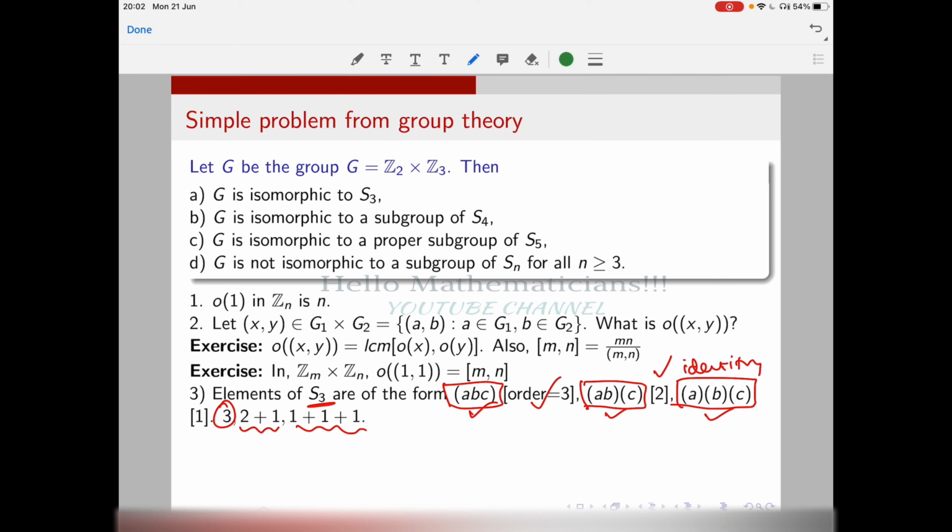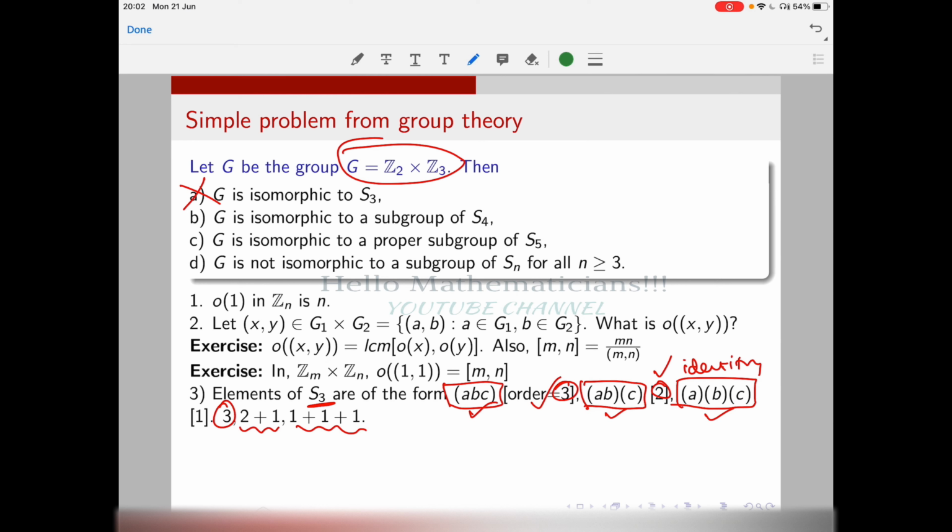All possible partitions of 3. But in each case, the order is 3, 2 or 1. 6 is not an order in S3. Therefore, this group cannot be embedded inside S3. Okay, that is our first observation.